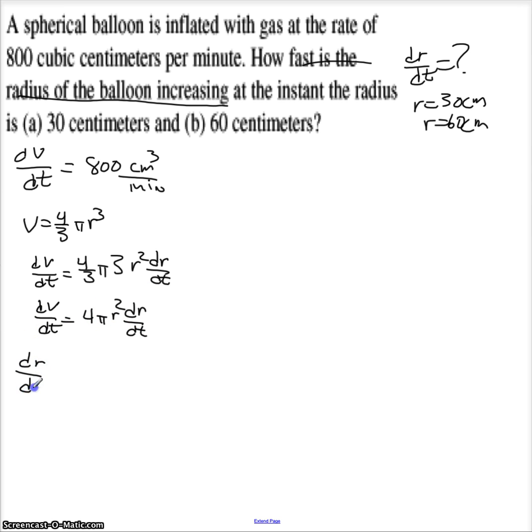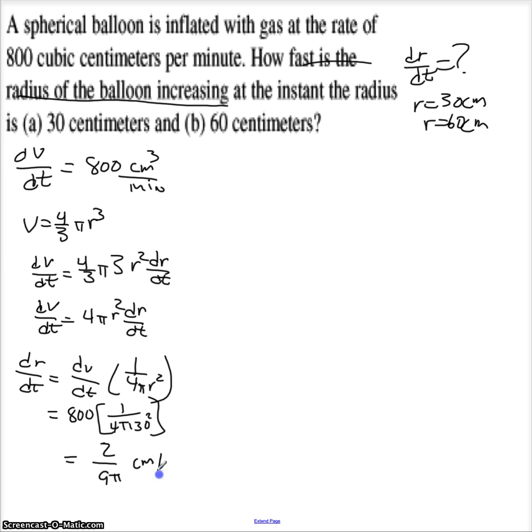dr/dt is equal to dV/dt times 1/(4 pi r squared). That's what happens when you get to the bottom of your slate down here. It's kind of hard. Okay, so dV/dt is 800 times 1 divided by 4 pi. My r in this case is 30 squared. So I get a dr/dt of about 2 divided by 9 pi centimeters per minute.